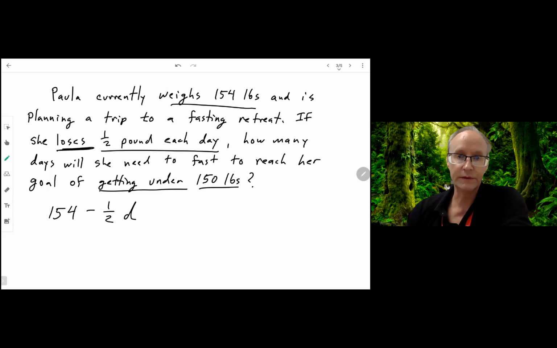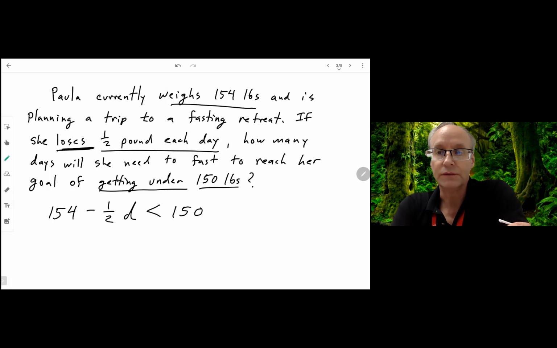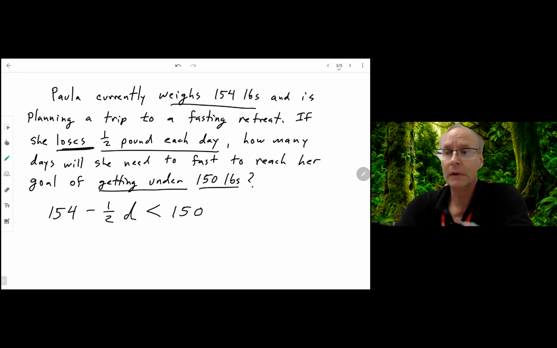Now, a lot of people would do the equation and then solve the equation, but we really want an inequality in this case. So we want it to be 150 pounds. And now we're going to solve our inequality for the number of days. Now be careful. There is a negative division that's going to happen here. And it's going to be a problem for some people to remember that when they get rid of this negative 1/2, they're going to have to change the sign.